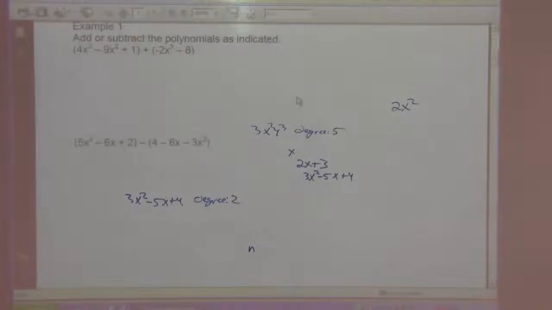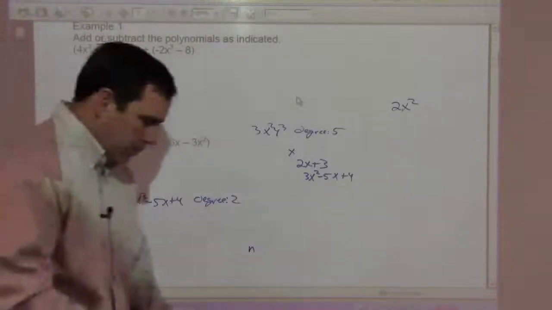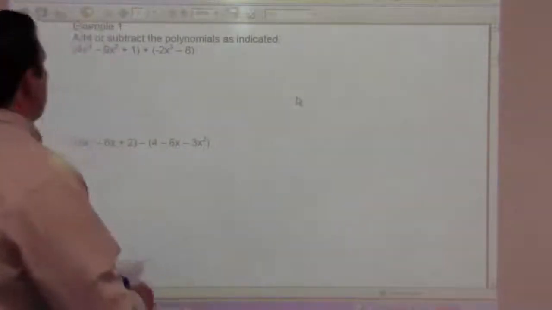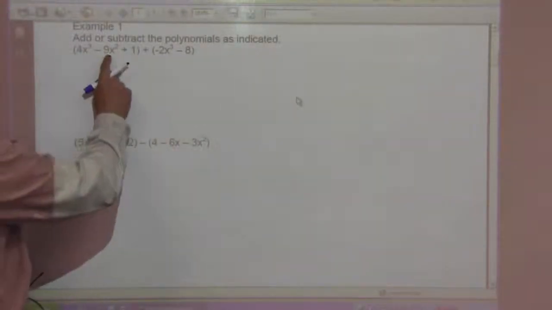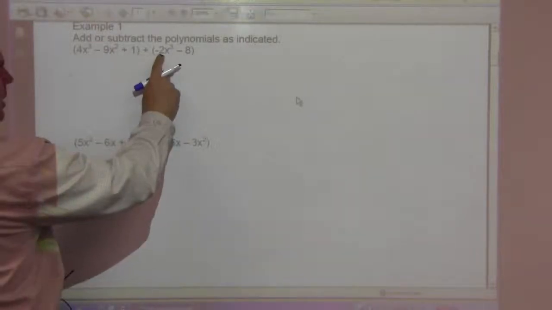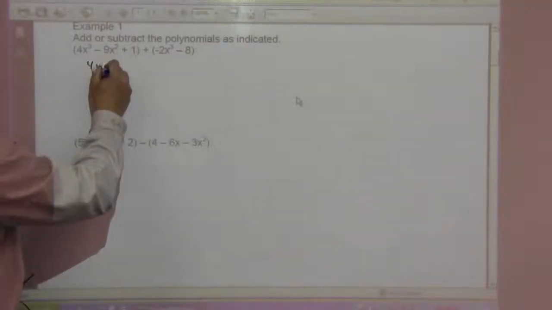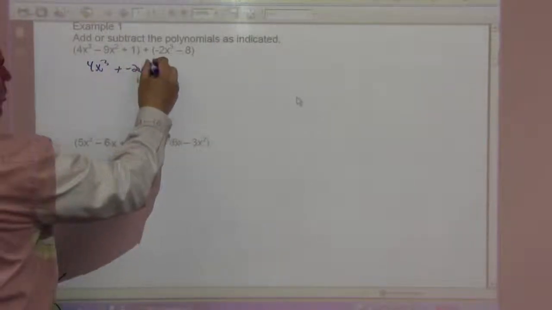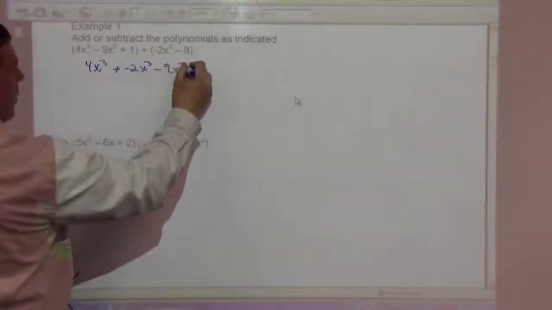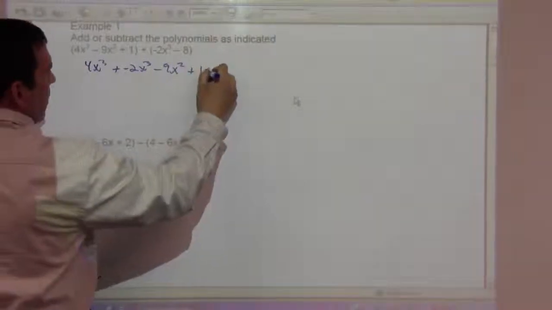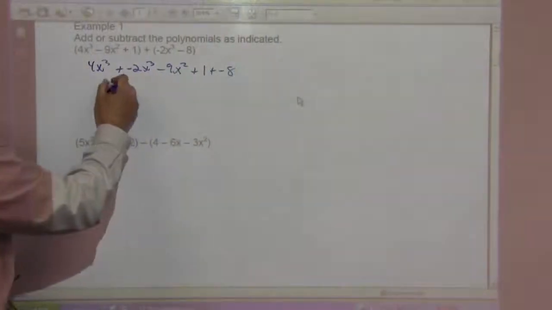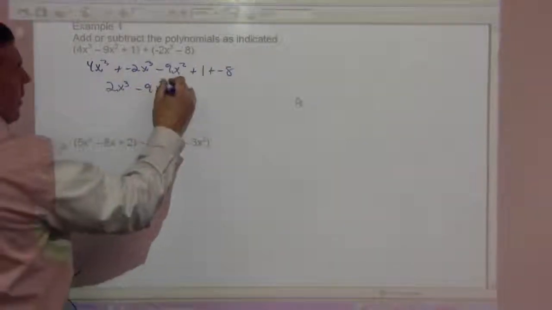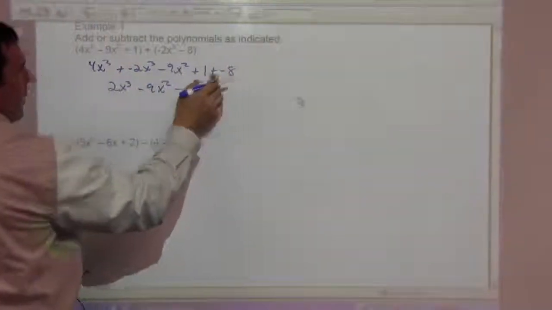So now we're going to add or subtract the following. 4x cubed minus 9x squared plus 1, plus negative 2x cubed minus 8. That's 4x cubed plus the negative 2x cubed, negative 9x squared, plus 1 plus negative 8. So we're looking at 2x cubed minus 9x squared minus 7.